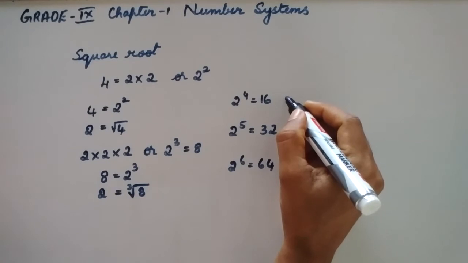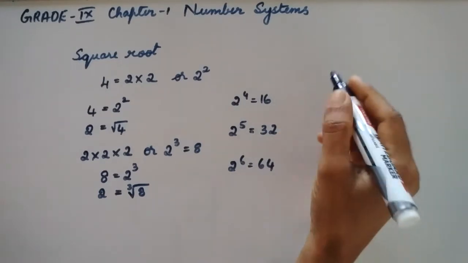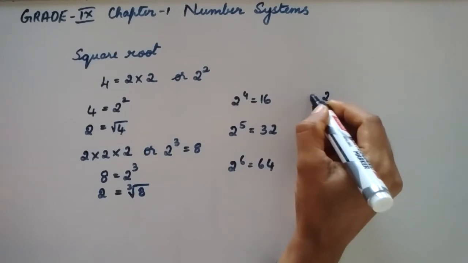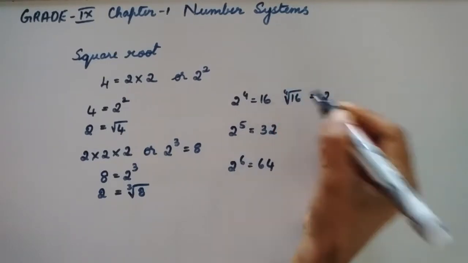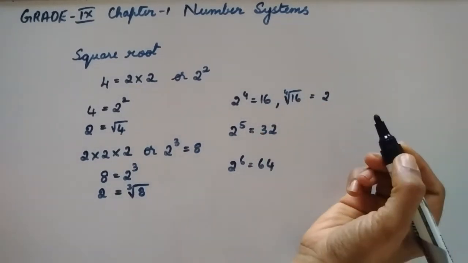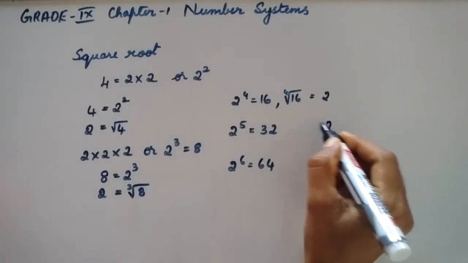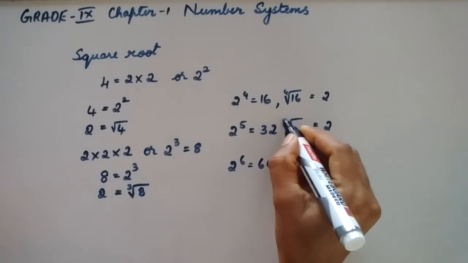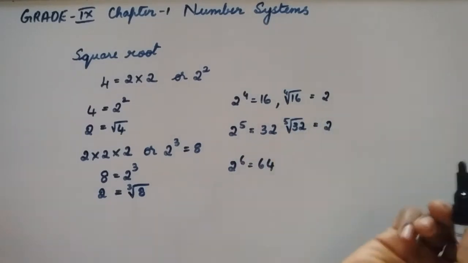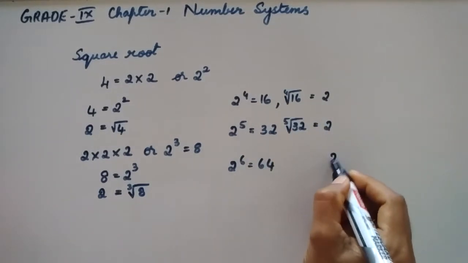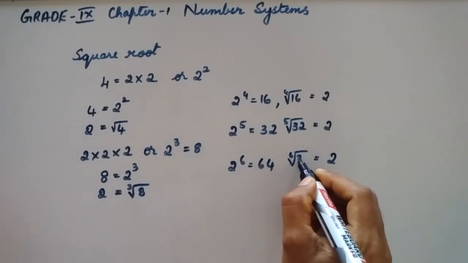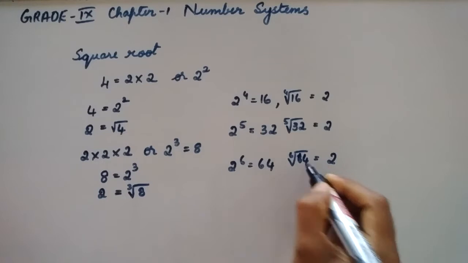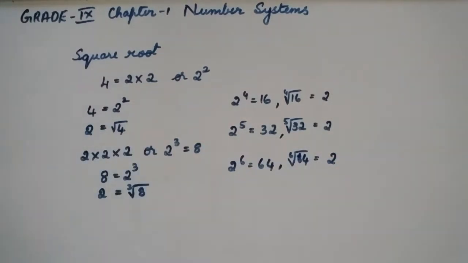Here, in the symbol form, we can write it as: 2 is the fourth root of 16. And here 2 is the fifth root of 32. Next, 2 is equal to the sixth root of 64, in this way.